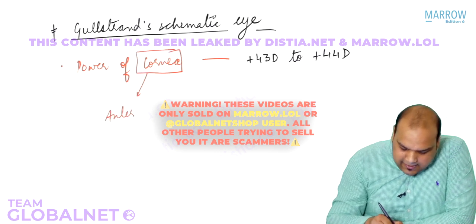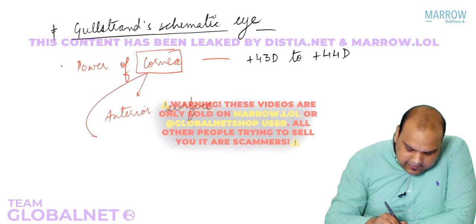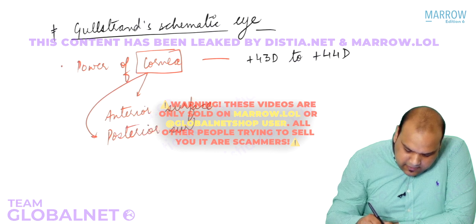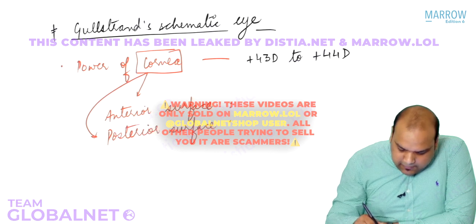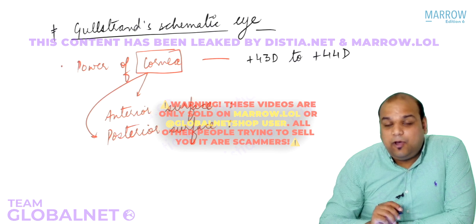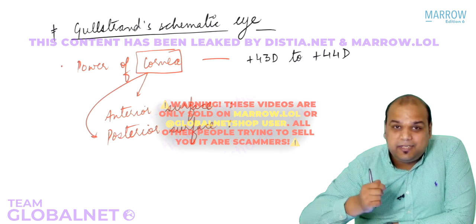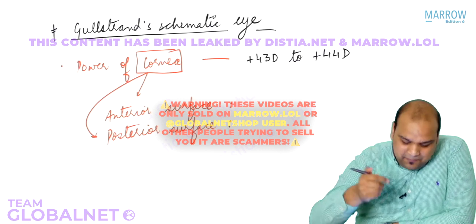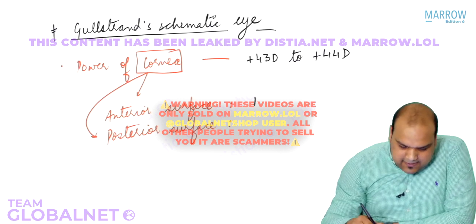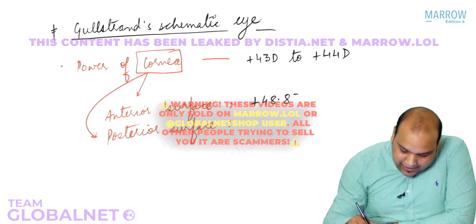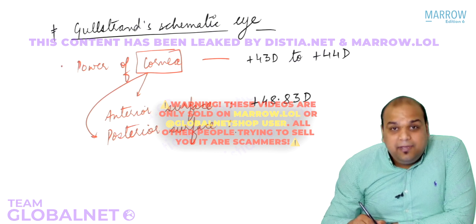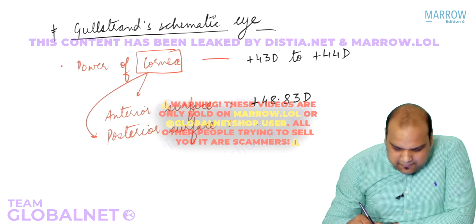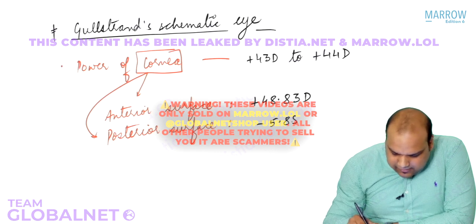One is the anterior surface and the other is the posterior surface. Again, think about the anatomy, everybody. We read the anatomy of the cornea or the layers of the cornea from anterior to posterior, epithelium to endothelium. So two surfaces for light to refract. Yes. So the power of anterior surface is plus 48.83 diopters, whereas the power of the posterior surface is minus 5.88 diopter.